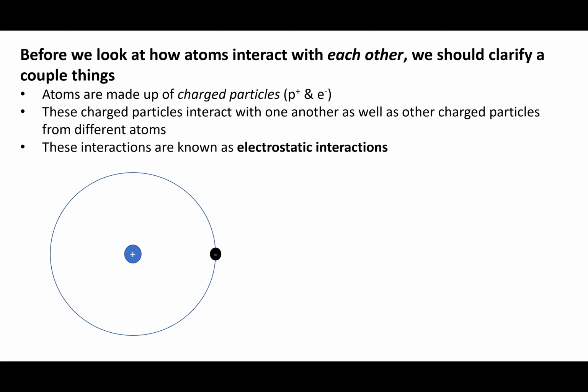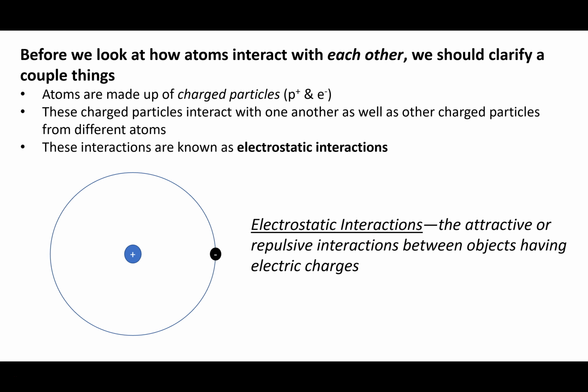So first off, atoms are made up of charged particles we know as protons and electrons. We're going to ignore the neutrons right now. They don't have a charge anyways, but we're just going to focus on protons and electrons. These charged particles do interact with one another, as well as other charged particles from different atoms. And we call these interactions between charged particles electrostatic interactions.